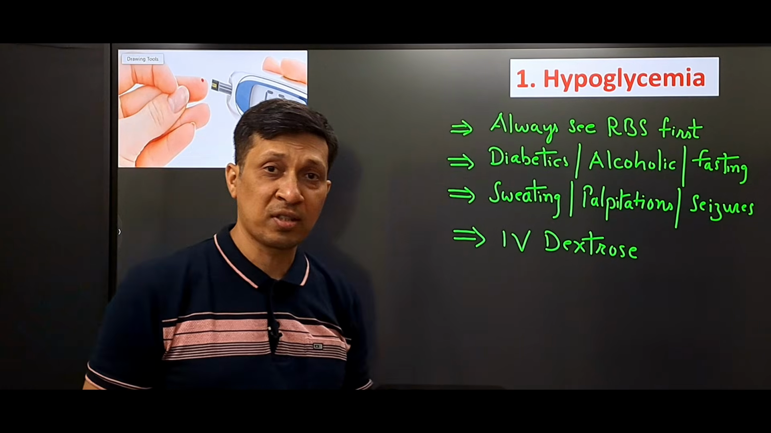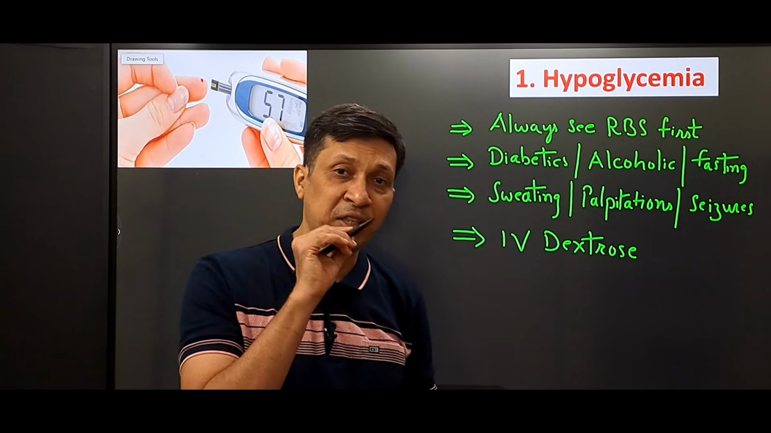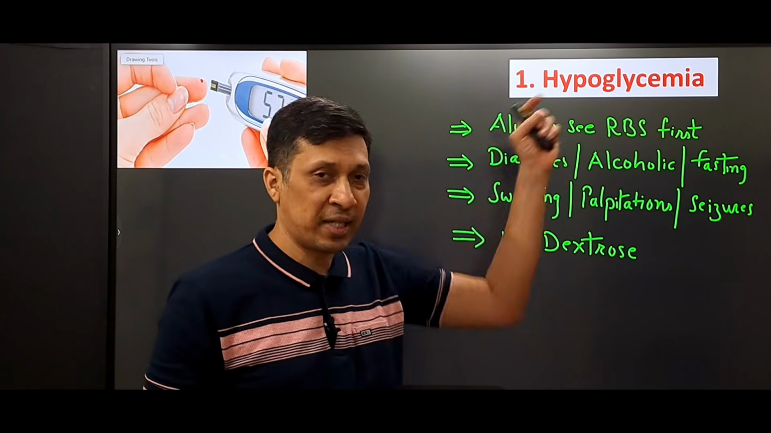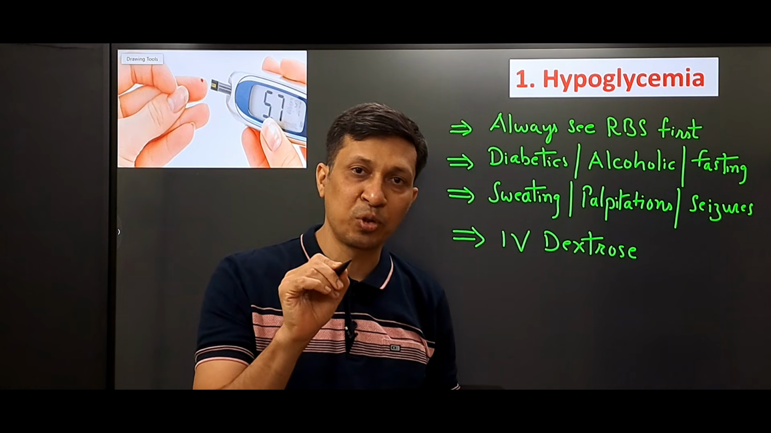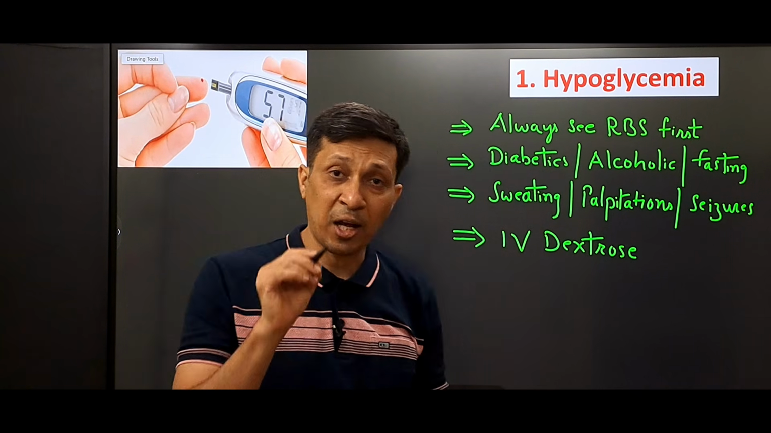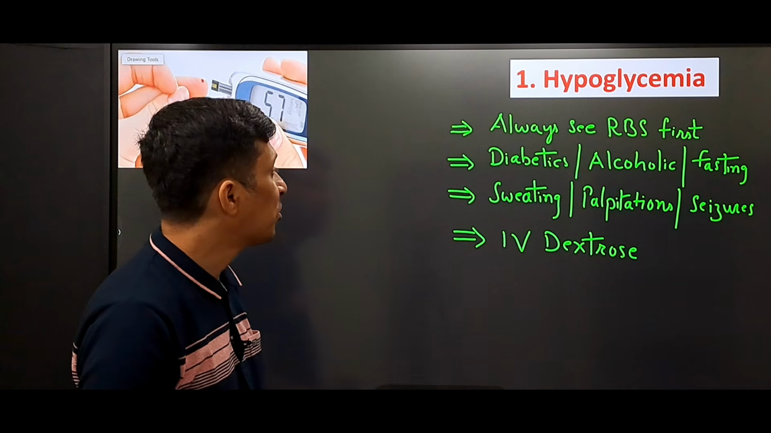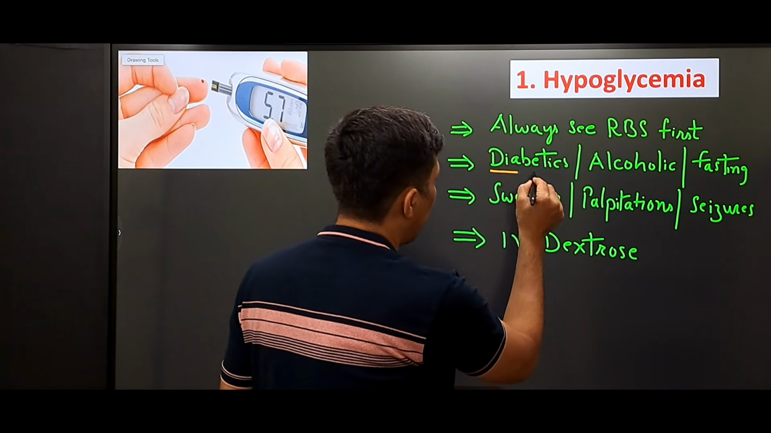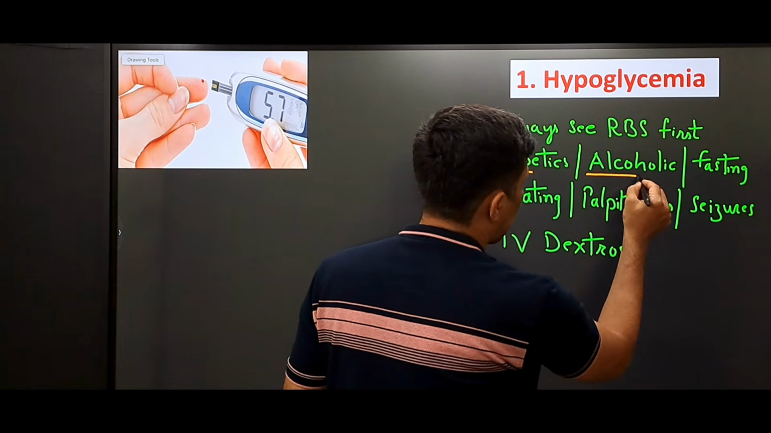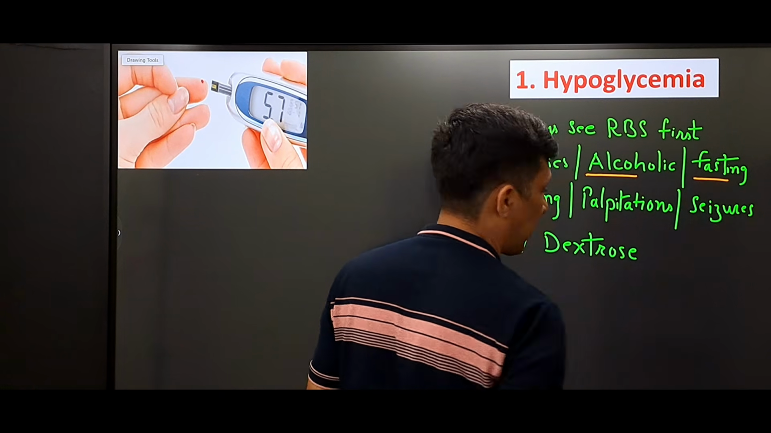So let's get started. The first cause, and the one that is very easy to treat, is hypoglycemia. Whenever a patient of unconsciousness comes to you, first see the RBS of the patient. This hypoglycemia is more common in patients with diabetes, alcoholic patients, and those who are fasting.